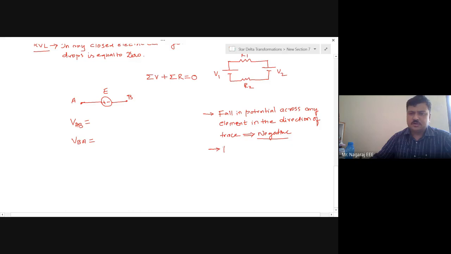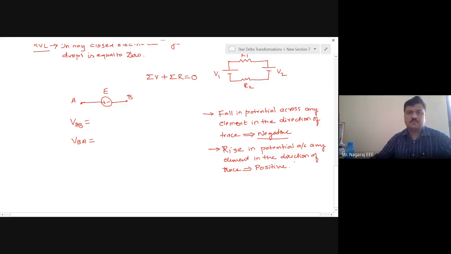And rise in potential across any element in the direction of trace, I will take positive.